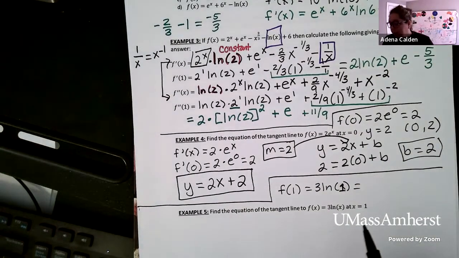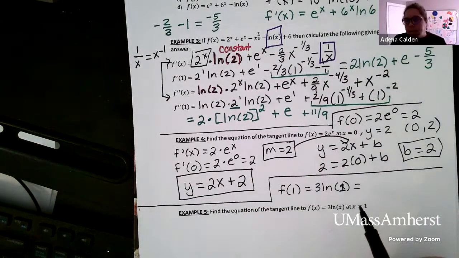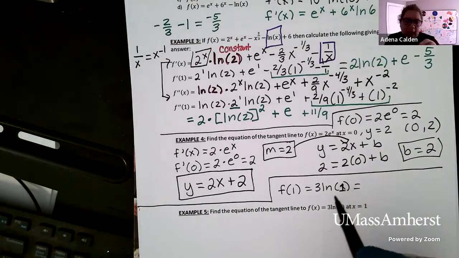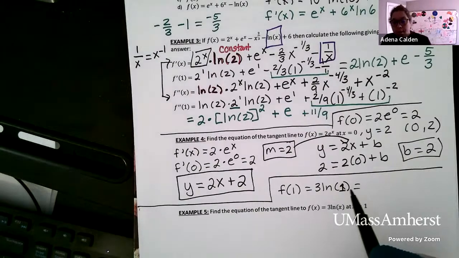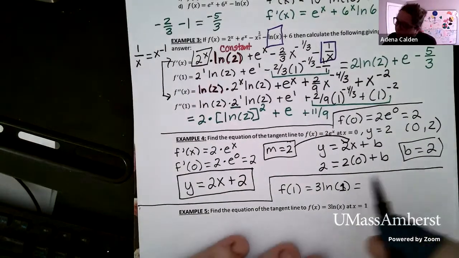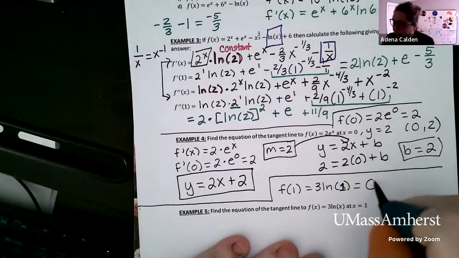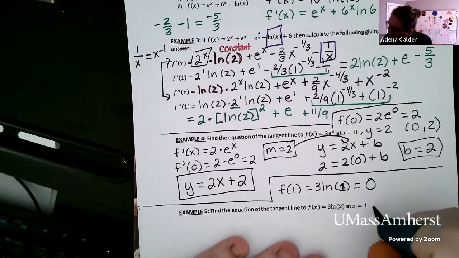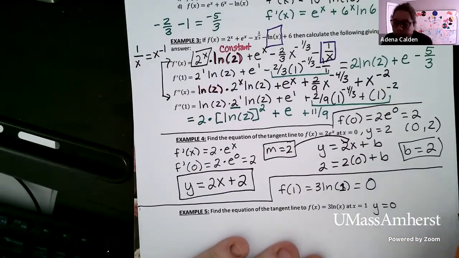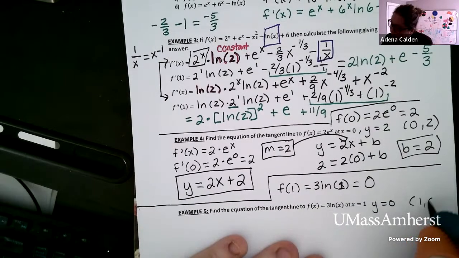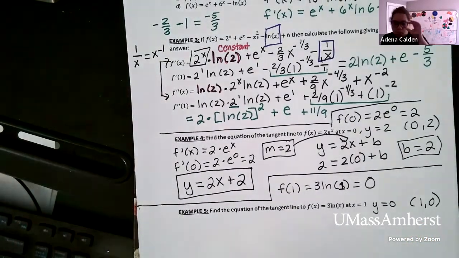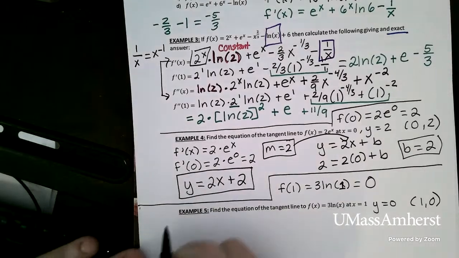If it wasn't, like if we were looking at x equals 2 or x equals 4, we would leave it as the natural log of that number, right, to be exact. But the natural log of 1 is 0, and 0 times 3 is 0. So when x equals 1, y equals 0. So we have the point (1, 0). We also need the slope.